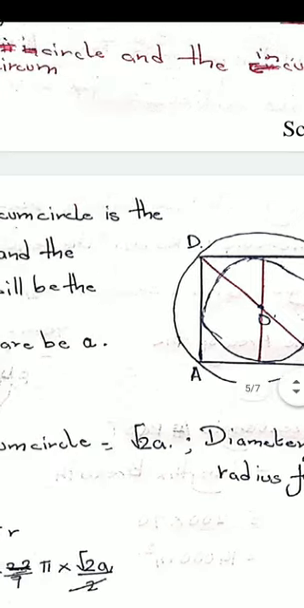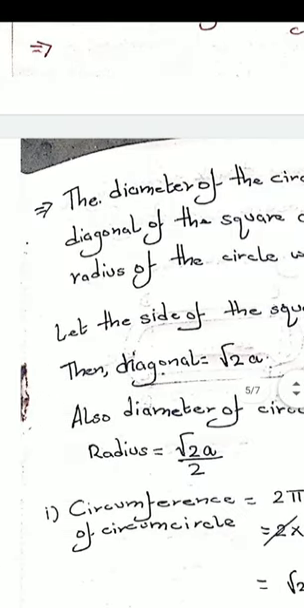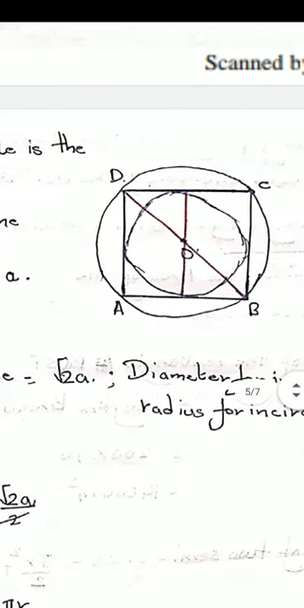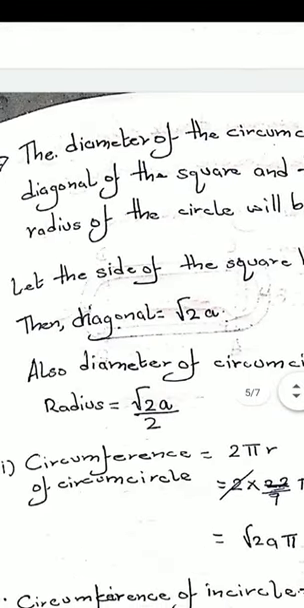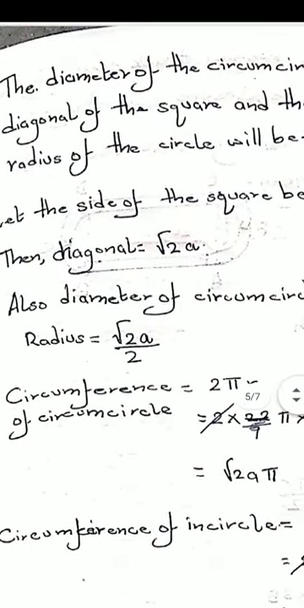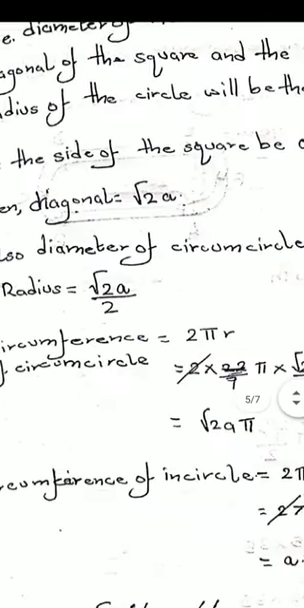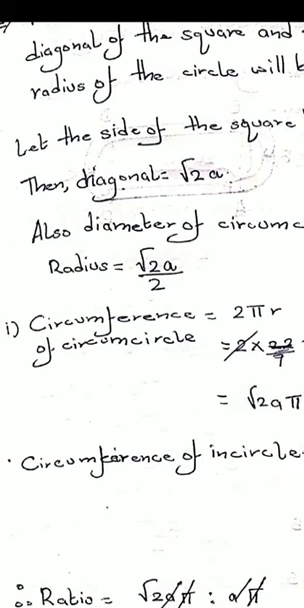So let us try to calculate its ratios. The diameter of the circumcircle is the diagonal of the square. If you see, the diameter of this outer circle will be the diagonal of the square, and the diameter of the inner circle will be the side of the square. I have drawn it with the red ink, you can notice it properly. So let the side of the square be a, then diagonal equals root 2 a. Also diameter of the circle equals root 2 a. So radius equals root 2 a by 2.